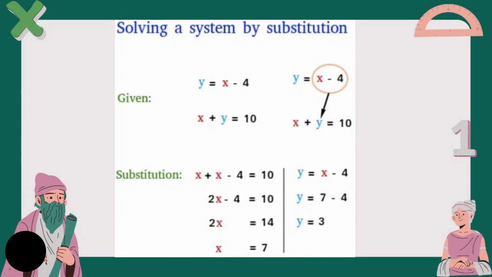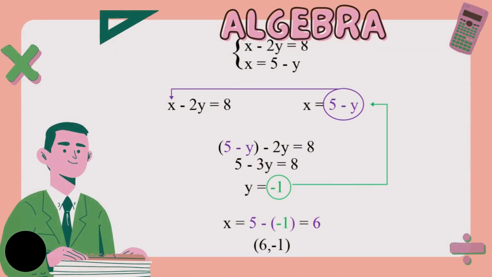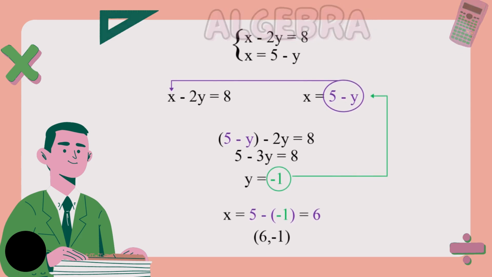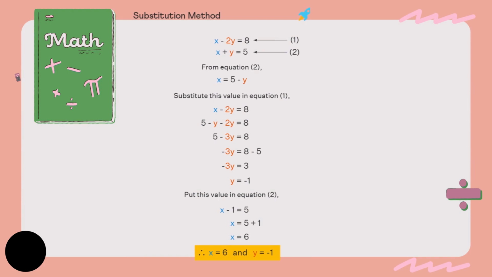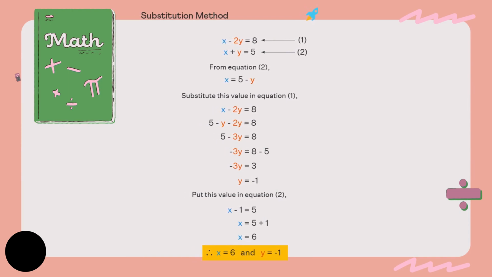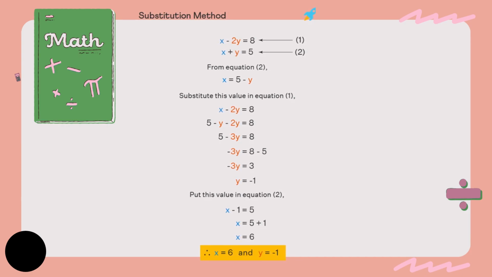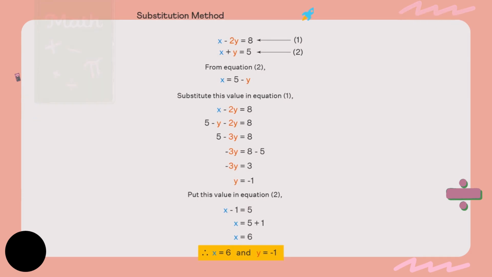Solving a system by substitution, here is another problem, guys. If you practice different types of math, it can help you understand better. Substitute this value in equation A, and put this value in equation number 2, then you will get x equals 6 and y equals minus 1.